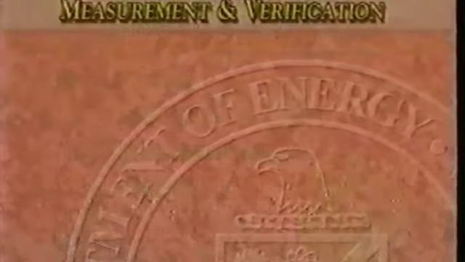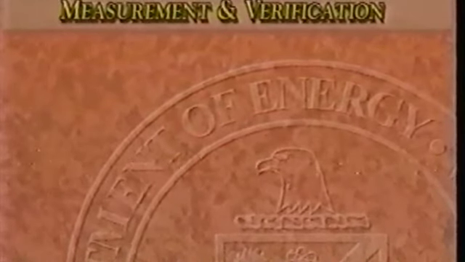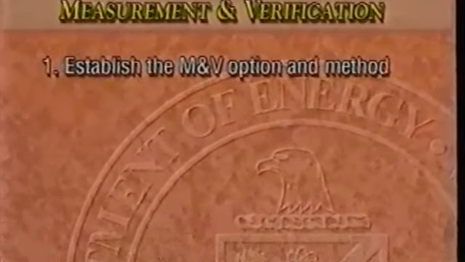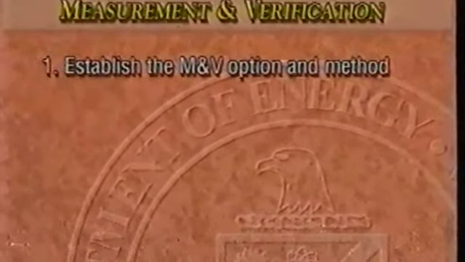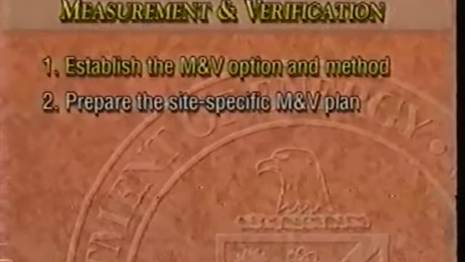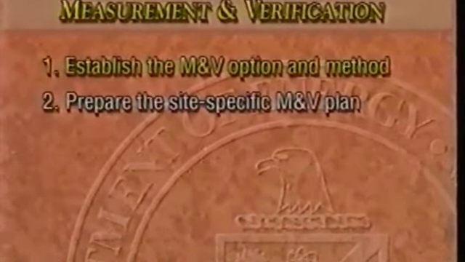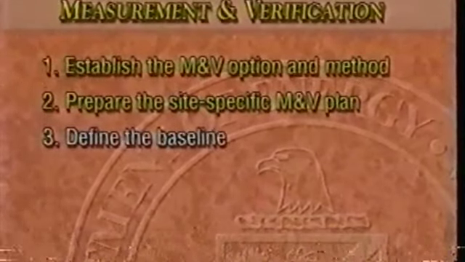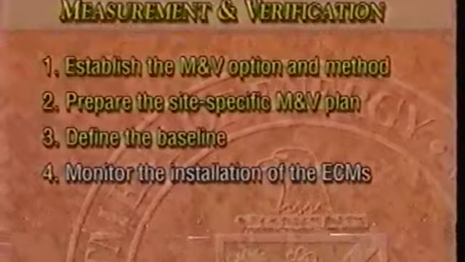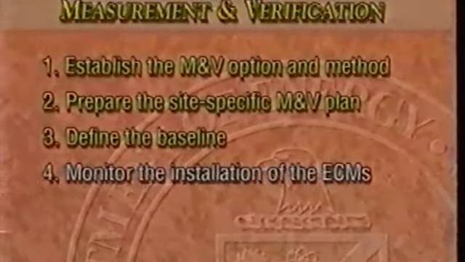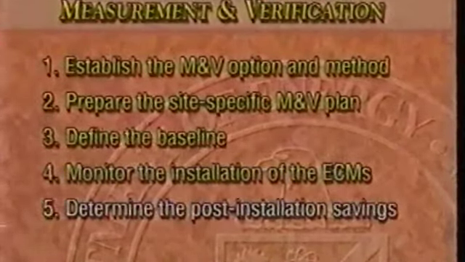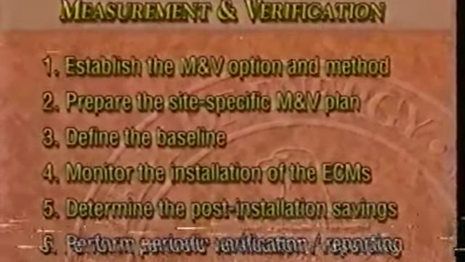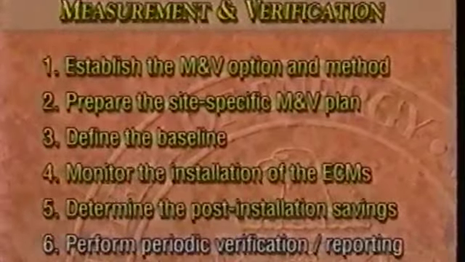There are 6 basic steps for measurement and verification for an energy savings project. 1. Establish the M&V option and method. 2. Prepare the site-specific M&V plan. 3. Define the baseline. 4. Monitor the installation of the ECMs. 5. Determine the post-installation savings. And 6. Perform periodic verification and reporting.